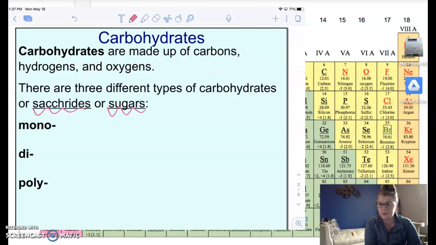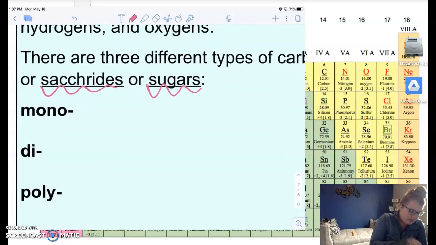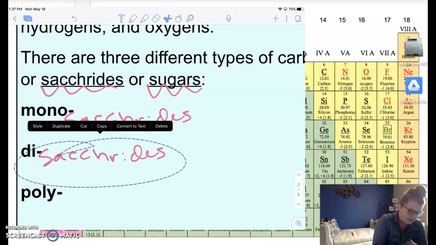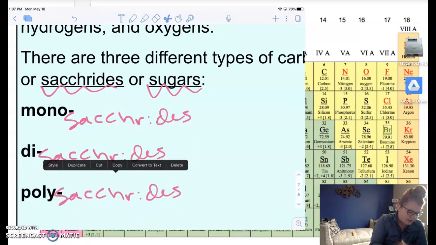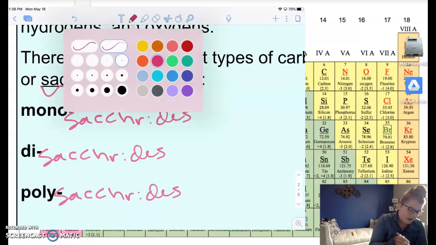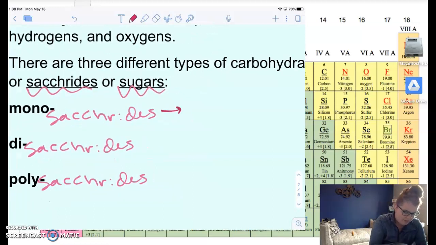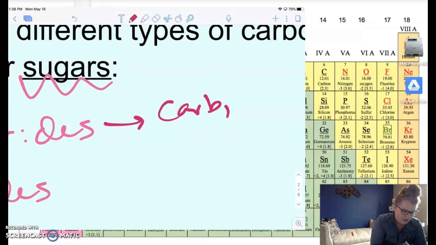So when we're talking about carbohydrates, there are three different types of carbohydrates, mono, di, and poly. Generally, we refer to these as monosaccharides, disaccharides, and polysaccharides. So we throw that word saccharide at the end of each of these. And so basically what that means is, you've heard these words before, right? Mono, di, and poly. So a monosaccharide is a carbohydrate composed of one sugar molecule.